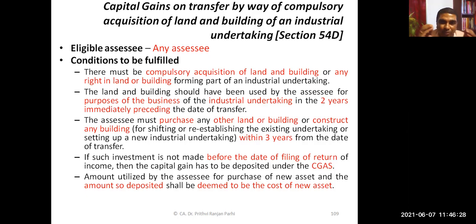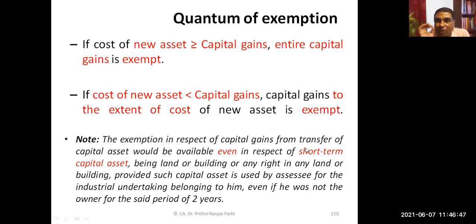Okay. And money which is deposited in the capital gain account scheme shall be considered as if it is invested as the cost of the new asset. So one can claim the benefit of this exemption by purchasing or constructing or keeping money in the capital gain account scheme. How much will be the amount? How much will be the exemption? If the cost of the new asset is more than the capital gain, then the entire capital gain is exempt. And if the cost of the new asset is less than the capital gain, then to the extent of the cost of the new asset it is exempt.